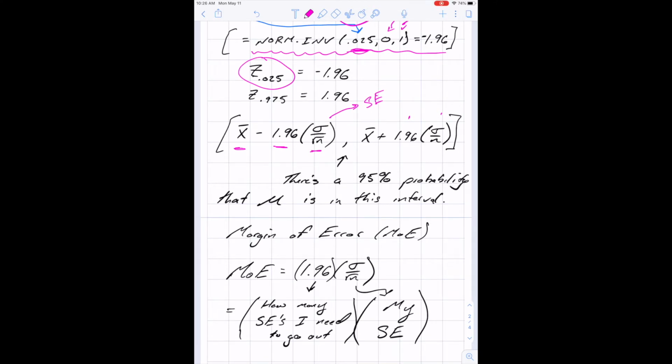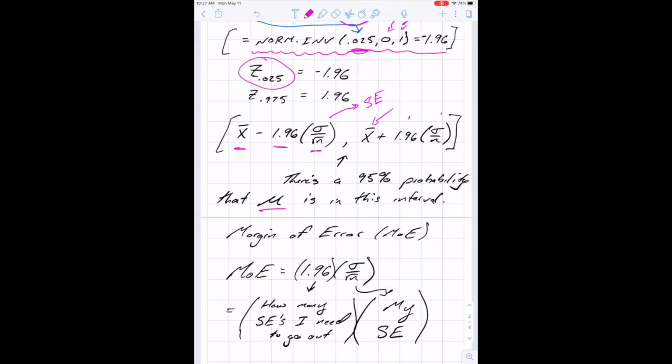There's a 95% probability that the true population mean is in this interval. So the lower bound is x bar, the sample mean, minus 1.96 standard errors. The upper is x bar plus 1.96 standard errors. So now I have an interval because I'm subtracting and adding a little bit to my point estimate. That x bar again is my point estimate, right? But now we're doing an interval estimate.